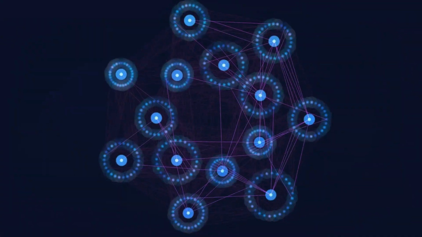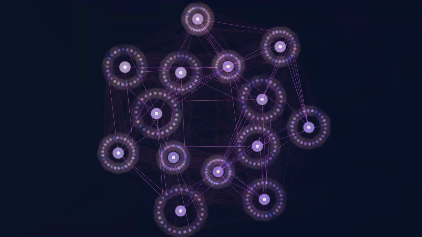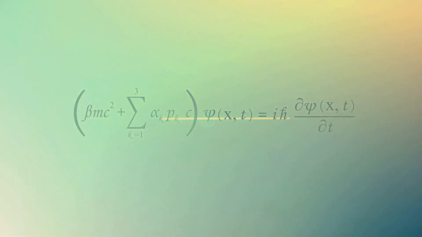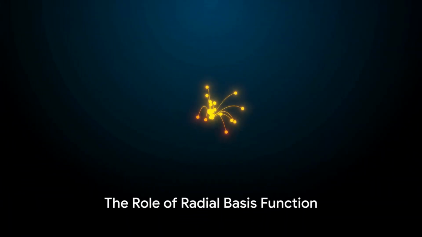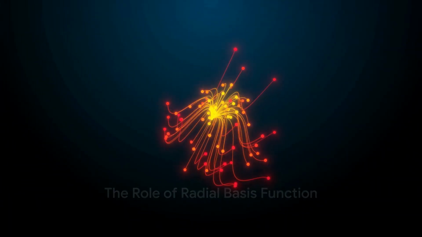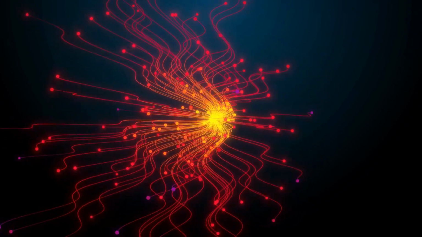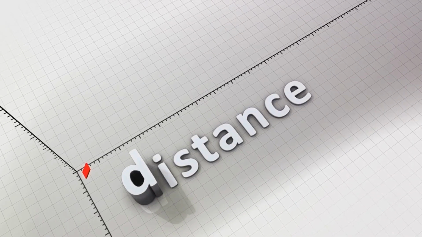RBF networks are a breed apart, characterized by the use of radial basis functions as activation functions. The most commonly used among these is the Gaussian function. The defining feature of the radial basis function is its reliance on the distance between the input vector and a prototype vector, often referred to as the center. The distance we're talking about here is not your everyday physical distance from point A to point B, but a measure of how different the input vector is from the center.